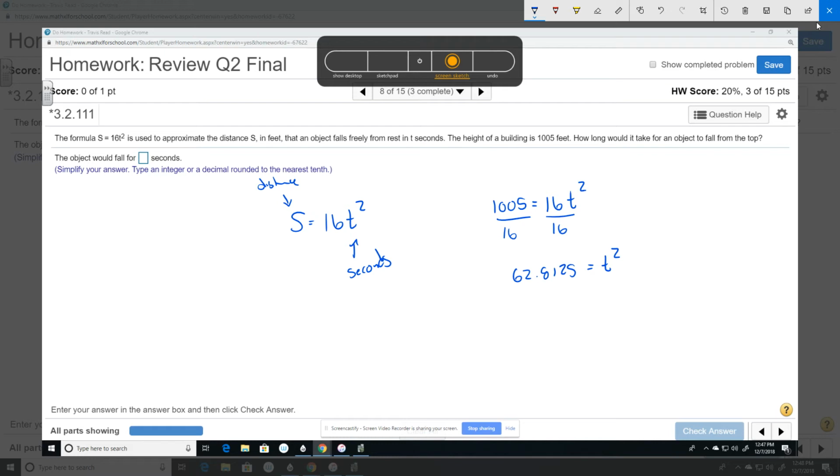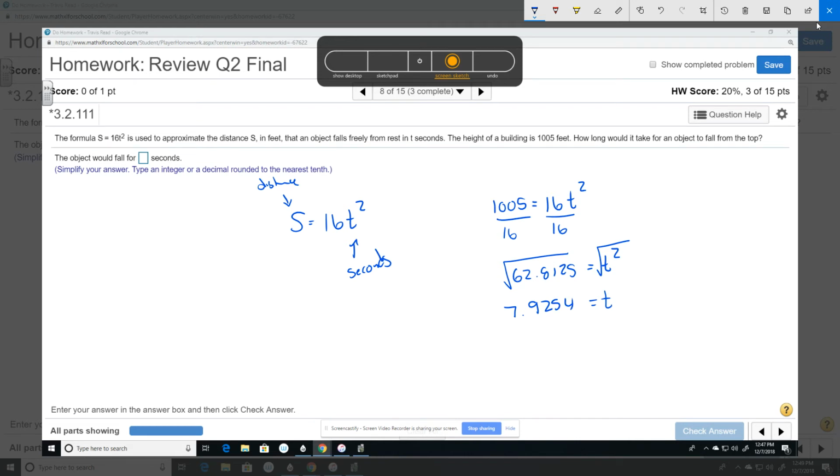And then to undo the t squared, I need to take the square root of both sides. So I'm going to square root the t squared and end up with t. And then I'm going to square root 62.8125, which is an ugly number. And when I square root that, I'm going to get a decimal like this, 7.9254. And it keeps going.